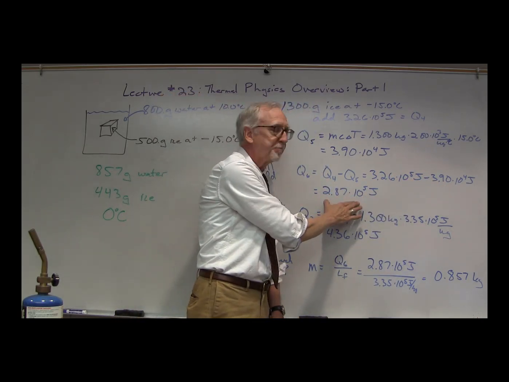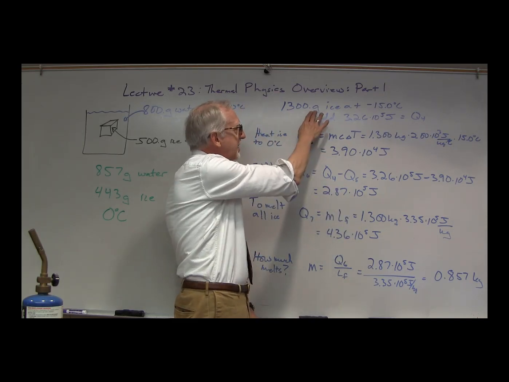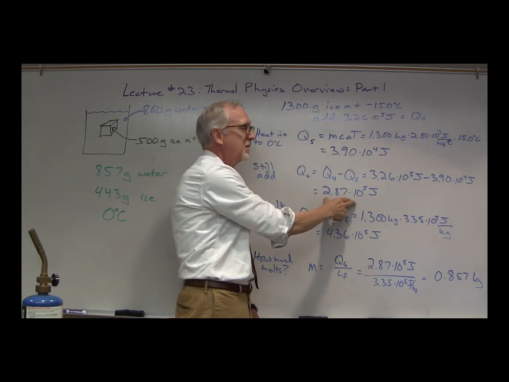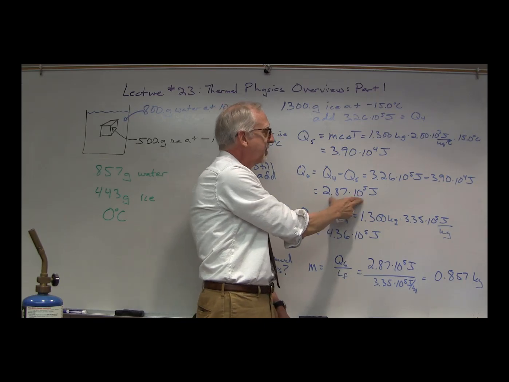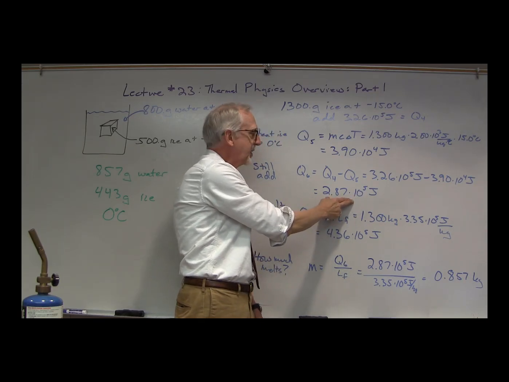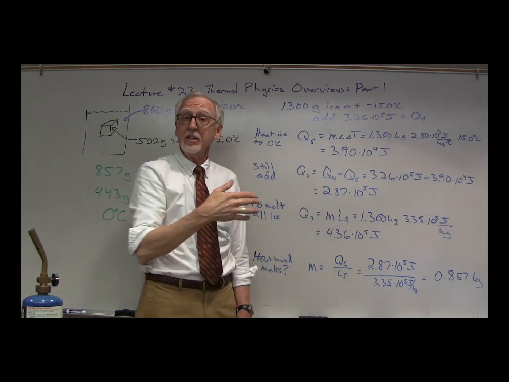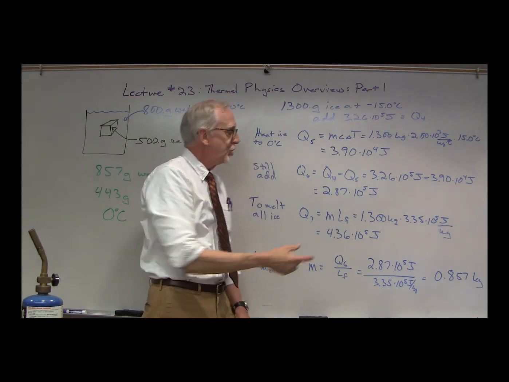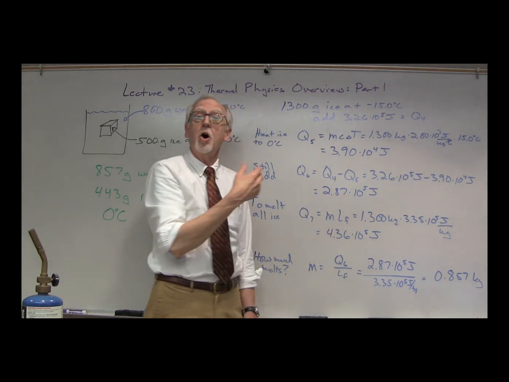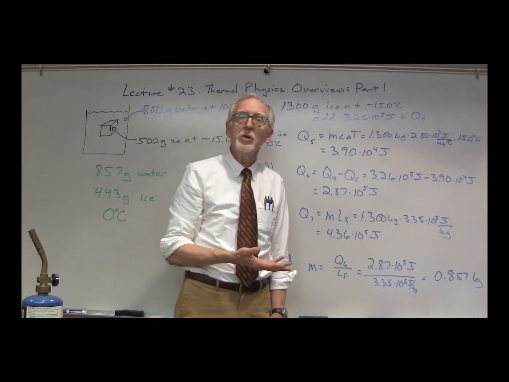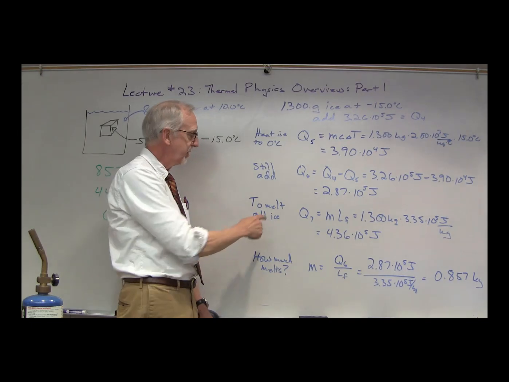Now, where are we? We've got ice at 0 degrees centigrade, Celsius. We still need to add 2.87 times 10 to the fifth joules. So what's going to happen? The ice will start to melt. Do we have enough energy to melt all of the ice? So how much energy would be required to melt all of the ice?